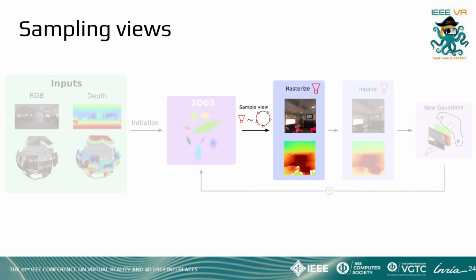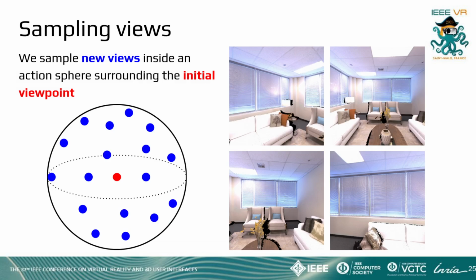So how do we sample new views? We sample new views inside an action sphere surrounding the initial viewpoint, where the user is expected to move. This action sphere is typically 50 centimeters of radius. The resulting images have holes and need inpainting.